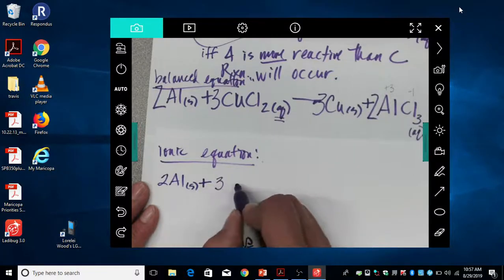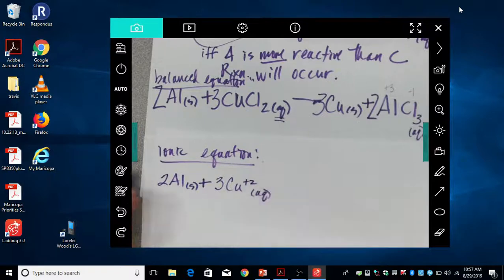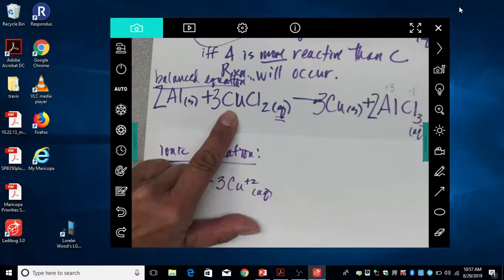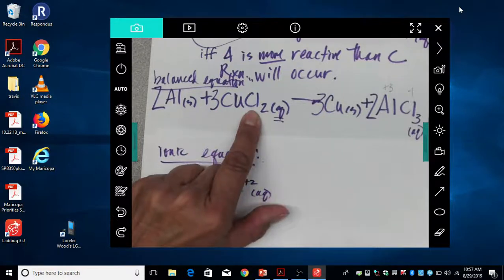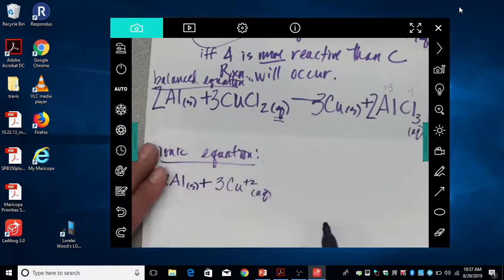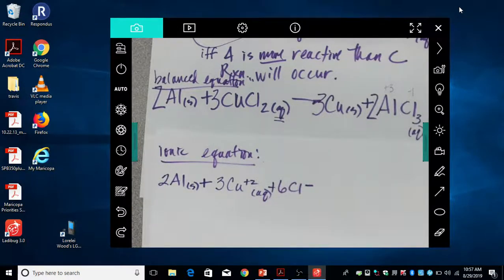Wouldn't there be 3 copper ions with a +2 charge if I broke that hunk of stuff up, right? 3 of those. If I broke 3 of those up, how many chloride ions would I have? 6. See how that works? Does everybody see where the coefficients come from?